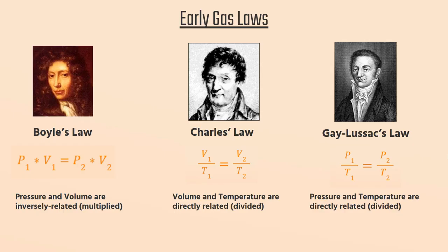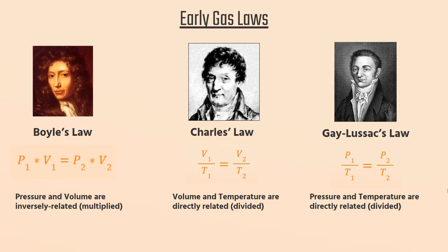Now, these laws work when only two variables change at a time. But in real life, there are many situations when all three of these variables, pressure, volume, and temperature, all change. So we need a gas law that takes all of these and puts them together so we can make predictions about how these different variables are going to change together. Notice Boyle's law with multiplication, Charles's law with division, and Gay-Lussac's law with division. We're going to put these together where all of these laws are still satisfied.